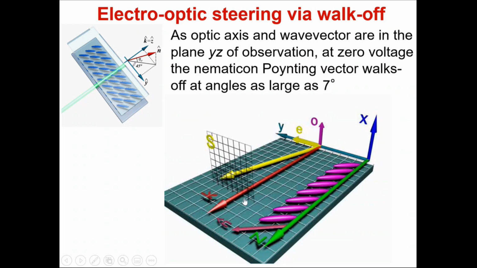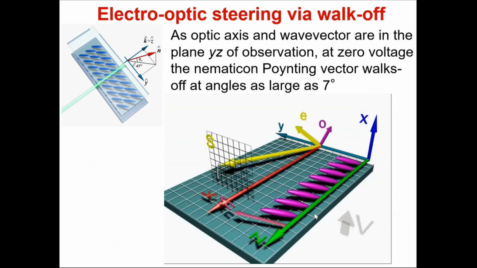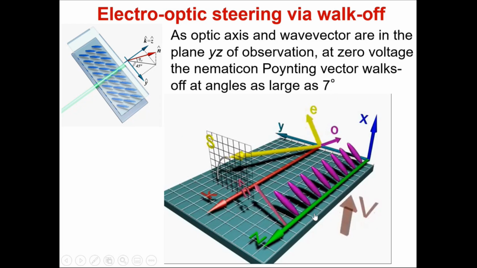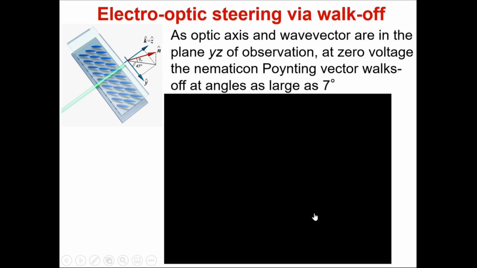So I go from this situation in which I have the soliton propagating at an angle with respect to the wave vector because of this uniaxial feature of the system. But if I apply a voltage across the thickness of the cell, then I can reorient the molecules, but the animation doesn't work properly. Okay, let me try again. Okay, so I can reorient the molecules upwards, and thereby I can change the amount of walk-off, and so redirect the Poynting vector of the soliton in the plane.